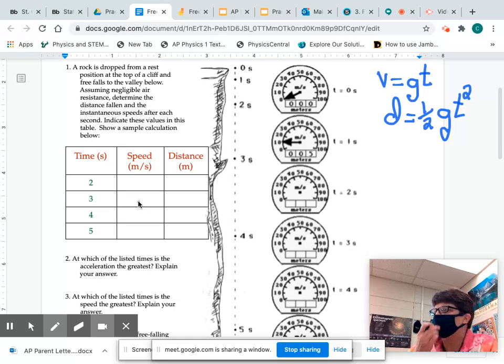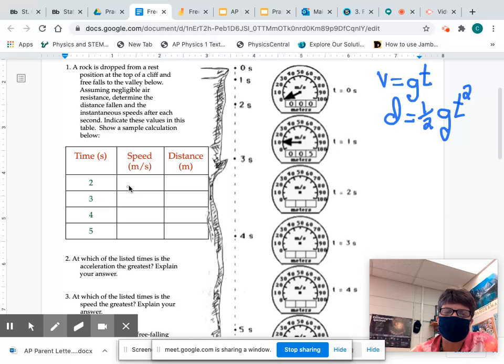Actually, I'm going to ask somebody in the room if they'd like us to do it for the second, the third, the fourth, or the fifth second. Kaltuma, should we do it for 2 seconds, 3 seconds, 4 seconds, or 5 seconds? 2? Okay, we're going to do it for the 2 seconds.